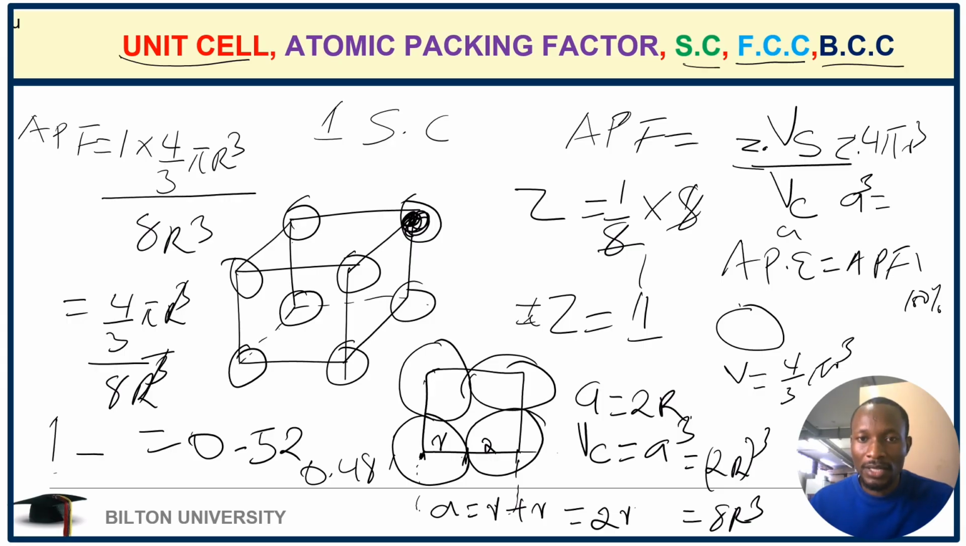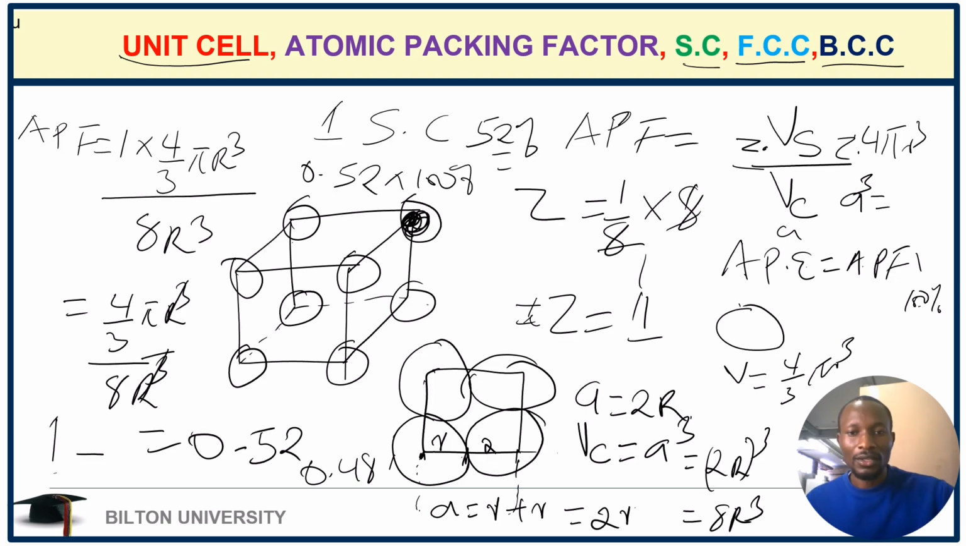Now, we did talk about atomic packing efficiency. Atomic packing efficiency still tells us what percent of the entire volume is occupied by the atoms. And we said atomic packing efficiency is equal to atomic packing factor times 100%. And therefore, in this case, we have 0.52 times 100%, and that's going to give us 52%. So it tells us that the atomic packing efficiency of a simple cube unit cell is 52%. So 52% of the entire volume is occupied by the atoms, leaving 48% unoccupied.